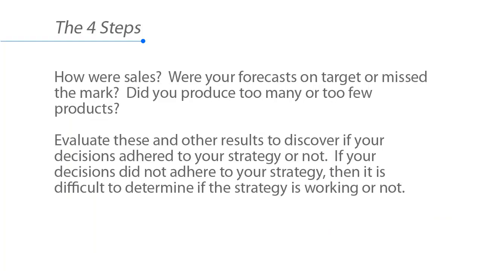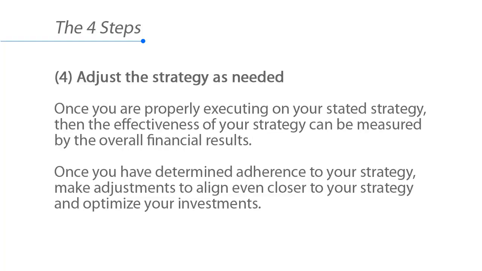So how were sales? Were your forecasts on target or missed the mark? Did you produce too many or too few products? Evaluate these and other results to discover if your decisions adhered to your strategy or not. If your decisions did not adhere to your strategy, then it's difficult to determine if the strategy is working or not. Step 4. Adjust the strategy as needed.